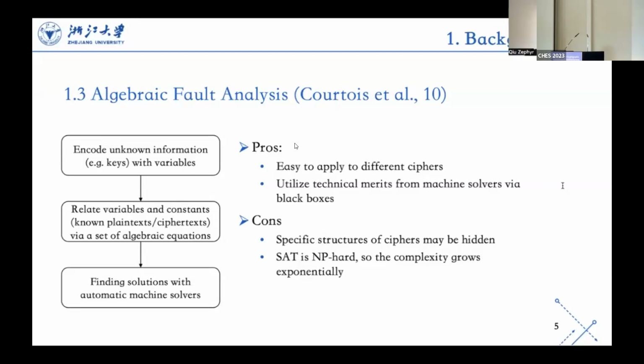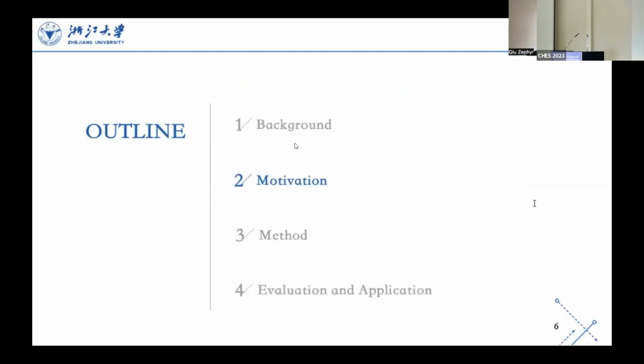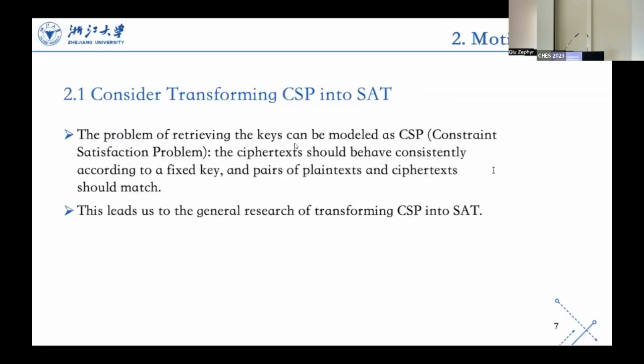SAT solvers are often applied as machine solvers because they have undergone extensive research. However, even though this idea is seemingly appealing, there are non-negligible problems faced by AFA. First, black boxing the solution process may hide important properties about the ciphers. Second, even though extensive research has been done to improve SAT solvers, the SAT problem itself is still hard. In fact, there was no report of successful AFA on heavyweight block ciphers with a minor assumption. Next, we will explain our motivation and the main idea of the paper.